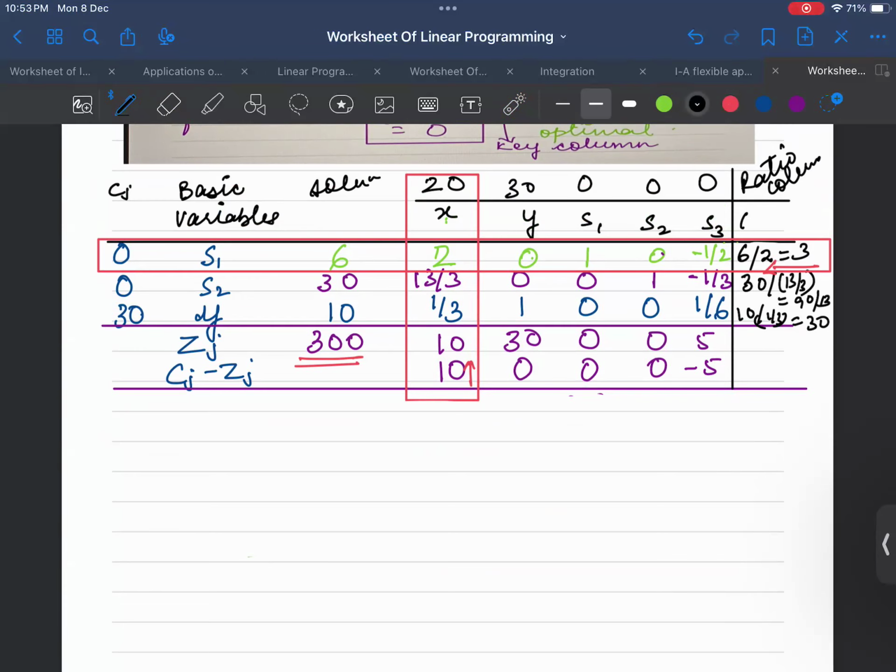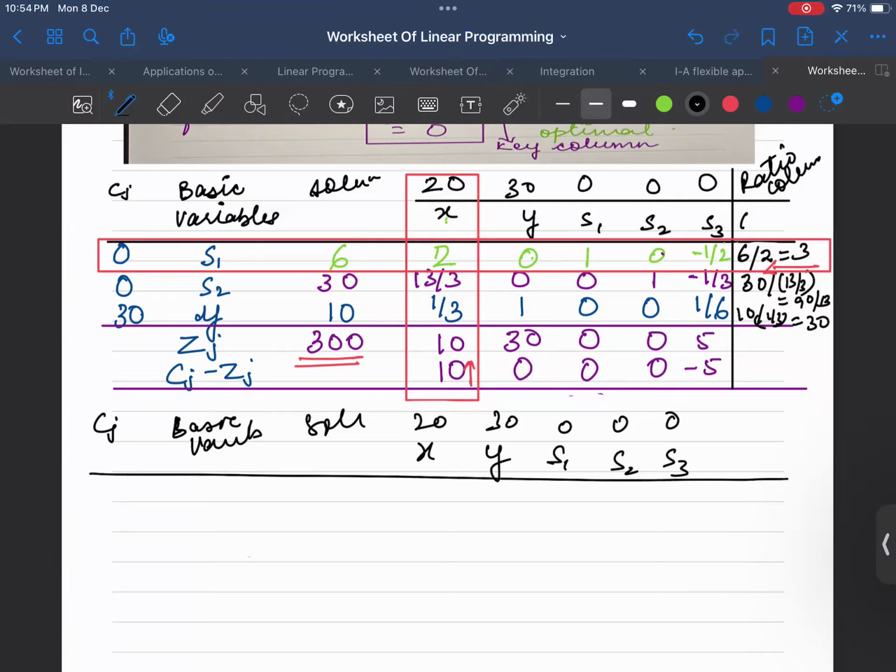अब यही टेबल दोबारा से बना लेते हैं. आपको क्या चाहिए? Cj चाहिए, बेसिक वेरिएबल्स, सॉल्यूशन, आपके x, y, s1, s2, s3. इनकी वैल्यू 20, 30, 0, 0, 0 थी. एंड नाउ बेसिक वेरिएबल्स आपके, एक मिनट लाइन खींच लेते हैं, इजी हो जाता है.